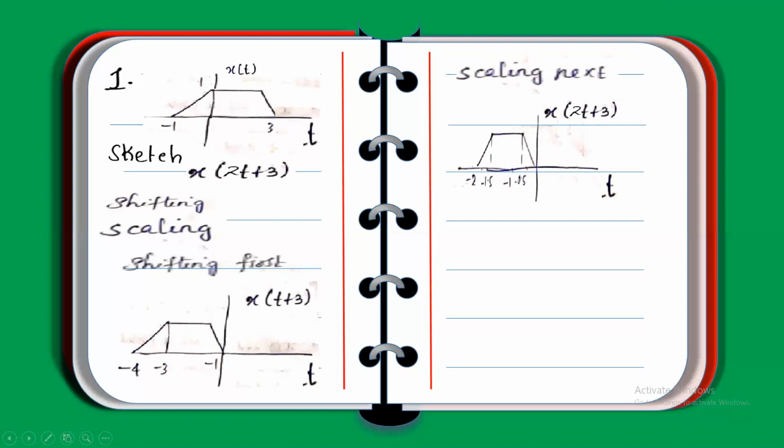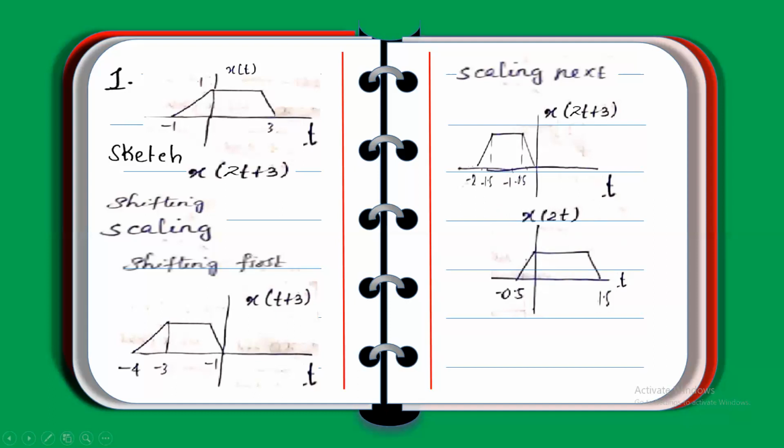Now let us try reverse order. Let us start with x of t again, do scaling first, then go for shifting. Scaling x of t by a factor of 2 makes this point minus 1 by 2 and this has 3 by 2, that is 1.5. So the compressed signal will be like this. It is spreading between minus 0.5 to 1.5. This is x of 2t. Starting from x of t, we reach to x of 2t.